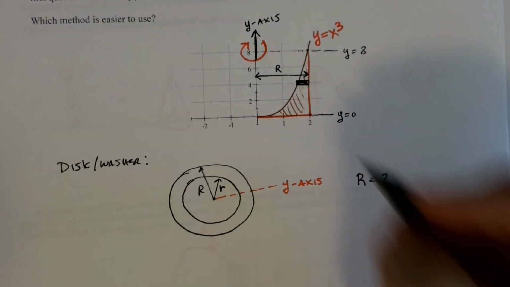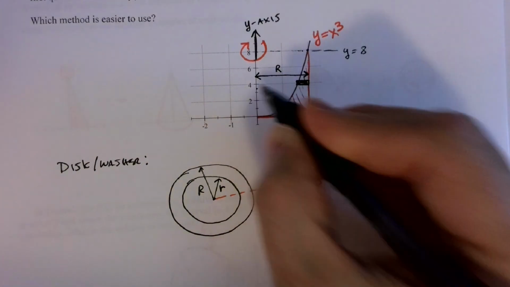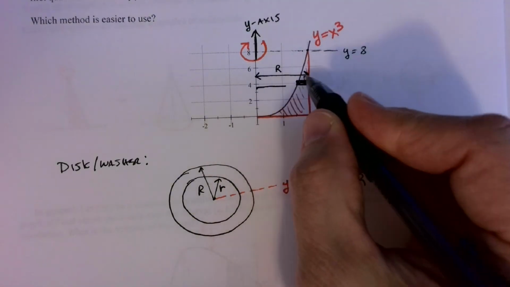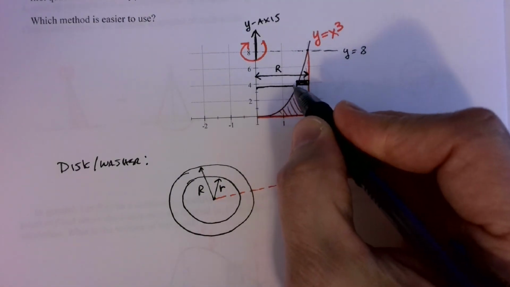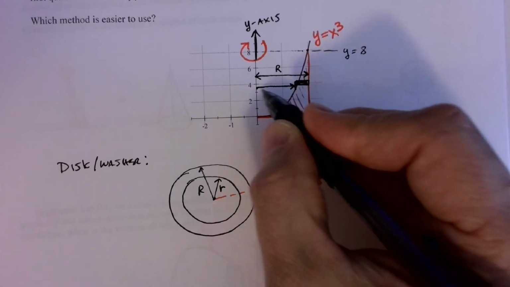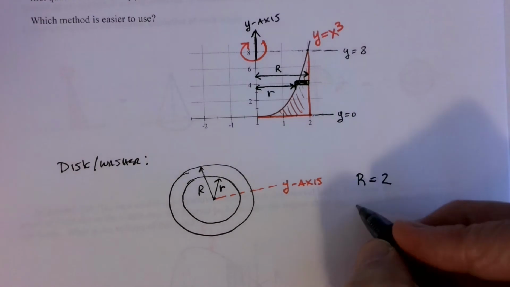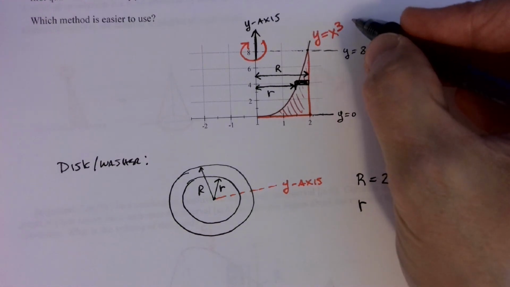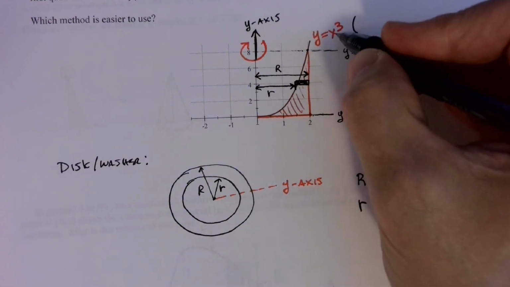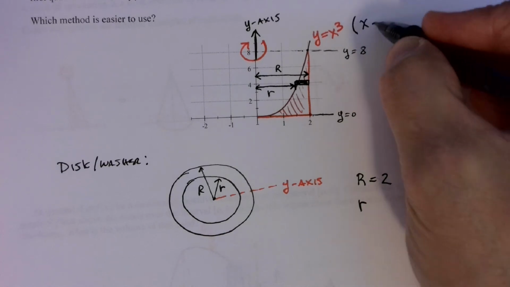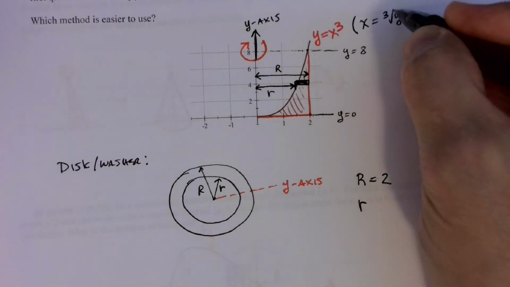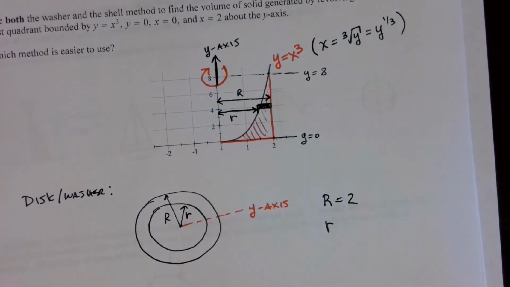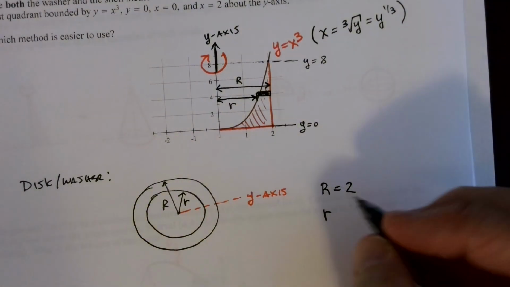What about little r? Sorry, the capital R was to the right side of the rectangle, and the little r is from the y-axis to the left side here. So this is little r. Well, little r then is what? The right-hand side is on this curve, y equals x cubed, but I need x in terms of y, and I can solve for x by taking the cube root. x is the cube root of y, or we write y to what power? 1/3. We write y to the 1/3 power. So that's what little r is.